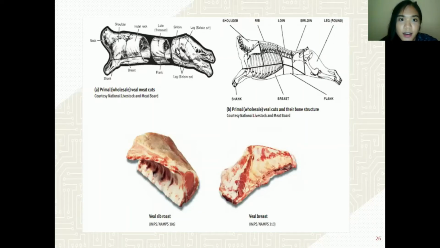Next is the veal, the primal veal meat cuts and their bone structure. Under the veal meat cuts and their bone structure, you can see the neck, the shoulder, the hotel rack, the loin trimmed, the sirloin, the leg sirloin on, the flank, the breast, and the shank.